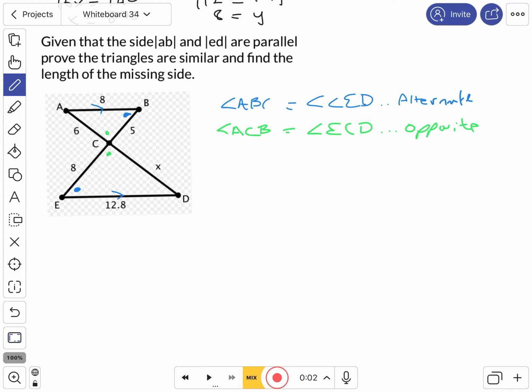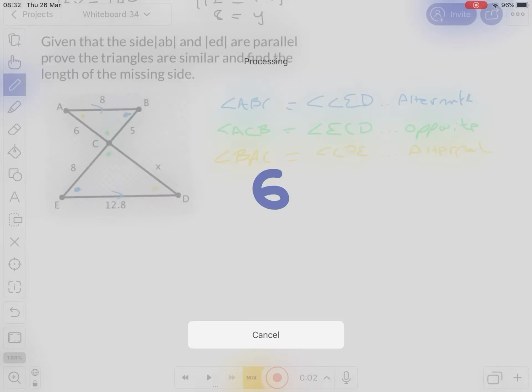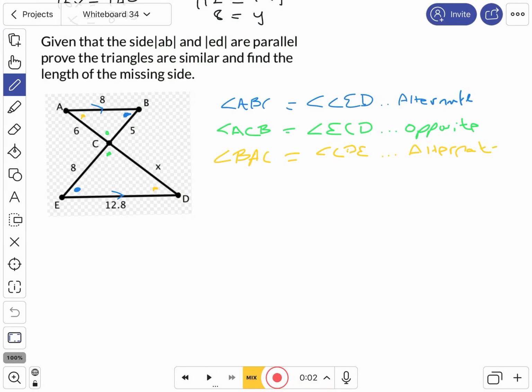Okay, now my third angle, what I can do here is I can write that this angle here is equal to this angle here, because they're alternate, but also I could have just said that the last angle must equal the last angle because all angles add to give you 180. So I'm going to use the alternate just because it's quicker to write, but you can use either way. So the angle BAC equals angle CDE, and they're alternate. Okay, so all I write then at the end is therefore they are similar.